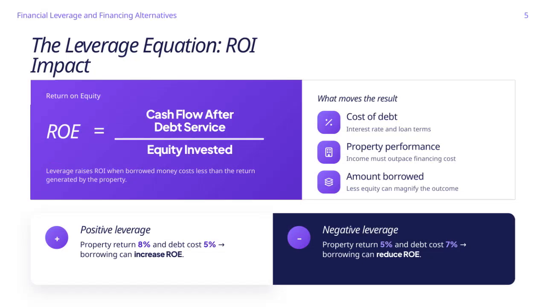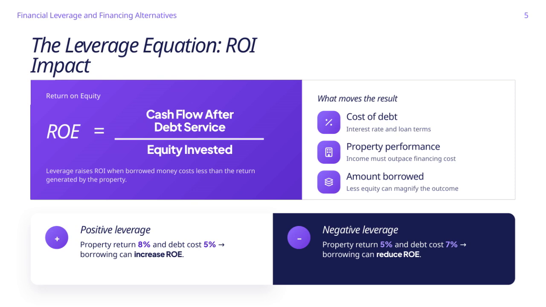Now, let's dive into the leverage equation and how it impacts your return on investment. Leverage, in simple terms, means using borrowed money to enhance your returns. Specifically, leverage can raise your return on equity, or ROE, when the cost of borrowing is less than the return generated by the property. Think about it this way. If your property is generating an 8% return and your borrowing cost is just 5%, this positive leverage means borrowing actually boosts your overall return. However, if the property return is only 5% while the debt costs you 7%, that's negative leverage. Borrowing in this case would reduce your ROE.